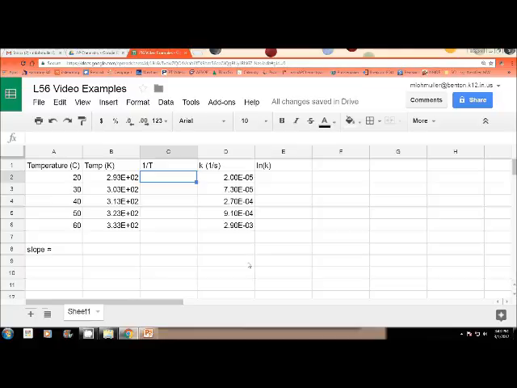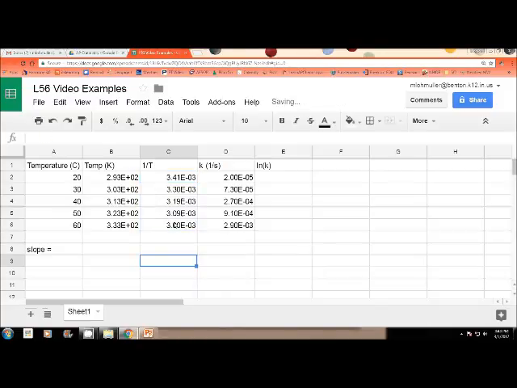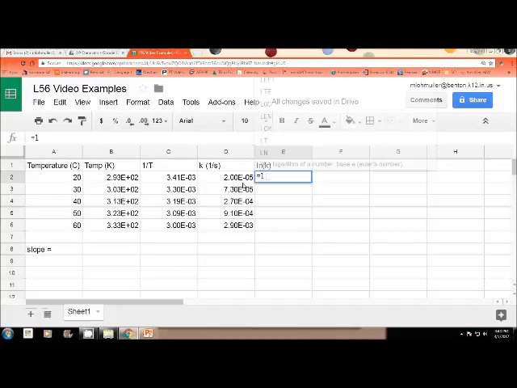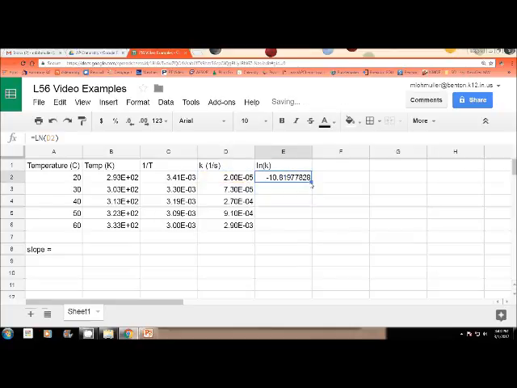The reason why we had to change it to Kelvin, honestly, is because you can't divide by 0, and we might have had a temperature of 0. So taking the inverse of each of those Kelvin temperatures, I now have data points for the inverse of temperature. That is going to be our x for the graph. And then for the y, we need to take the natural logs of the k's. So type in ln, and then highlight that, and go ahead and drag that down.